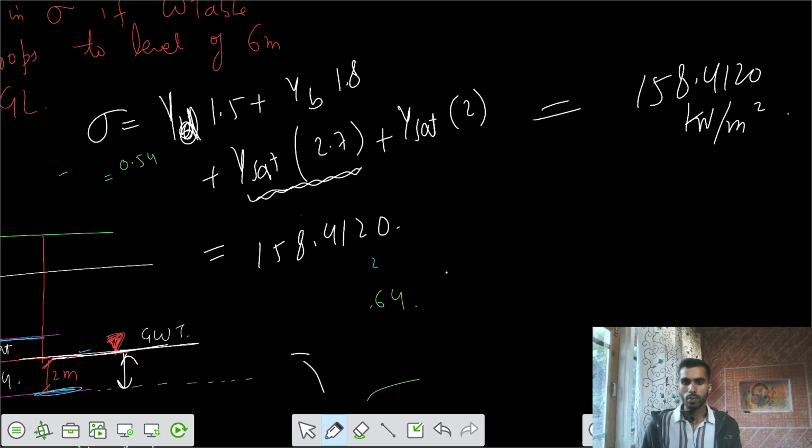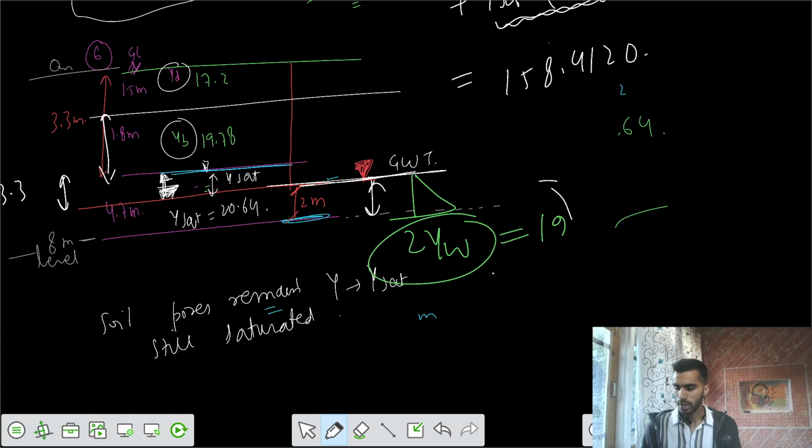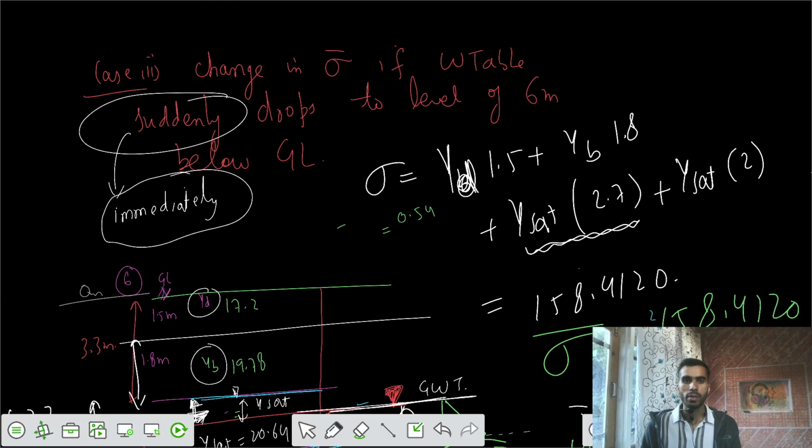What about the pore water pressure? So pore water pressure would be only for this part, that is 2 gamma W. So that's 19.62. So your effective stress final value is equal to 158.4120 minus 19.62. So this is the difference of the two, that is 138.7920. I have calculated it for the immediate condition.